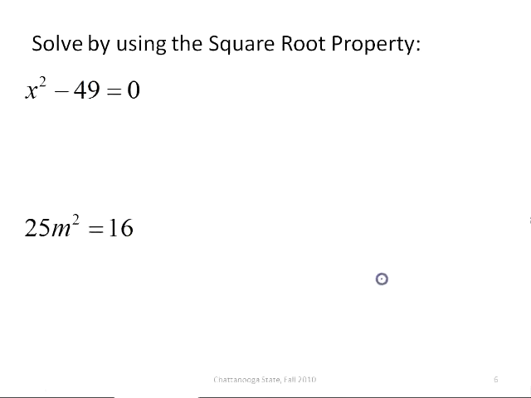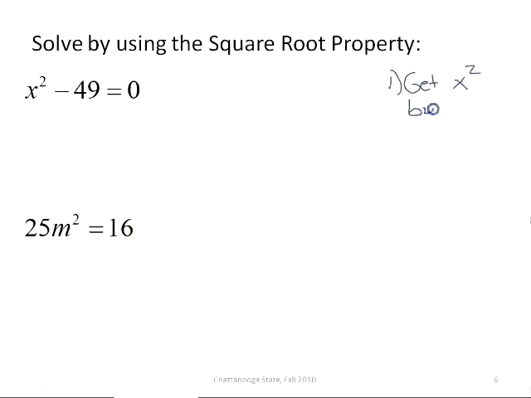and 0. Now I want to show you one more process you can use for the same equations we just solved. X squared minus 49 we solved earlier by factoring. But anytime you have an equation like this where you're missing the middle term, you have your x squared term and your constant term, you can solve it by using the square root property.